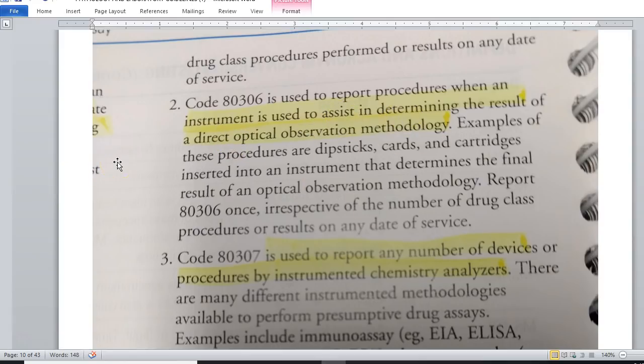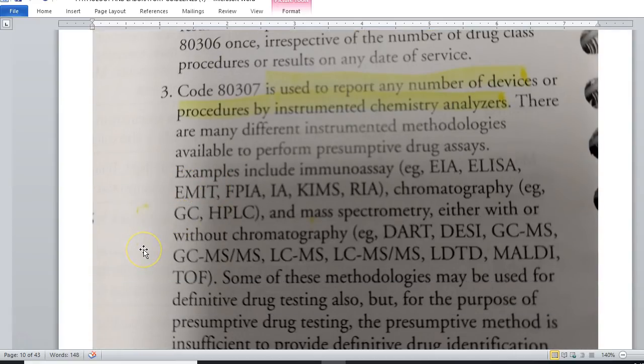So 80305 is direct optical observation. We are looking at it with the naked eye because there's an indication that we can easily see, like the strip turns pink, okay? Versus 80306, they're using an instrument to assist in these. Code 80307 is used to report any number of devices or procedures by an instrumented chemistry analyzers. These are going directly into a machine, okay?